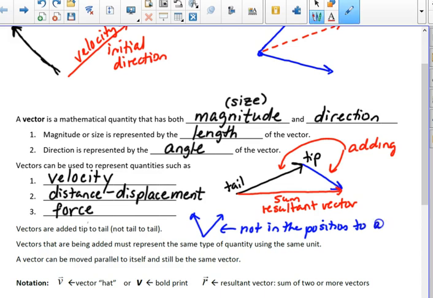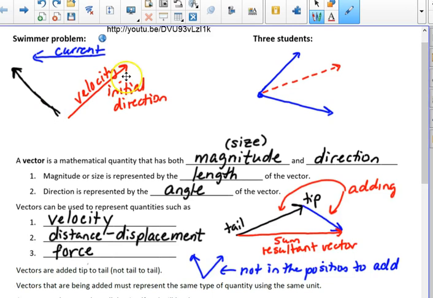Actually, I can explain that in just a minute, because with our next thing, it's actually our third point. Vectors that are being added must represent the same type of quantity using the same unit. So for example, if this vector in my problem up here with the swimmer represents velocity, then this vector also has to represent velocity, and this vector also has to represent velocity if I want to combine them. If I want to add them together, they all have to have the same units.